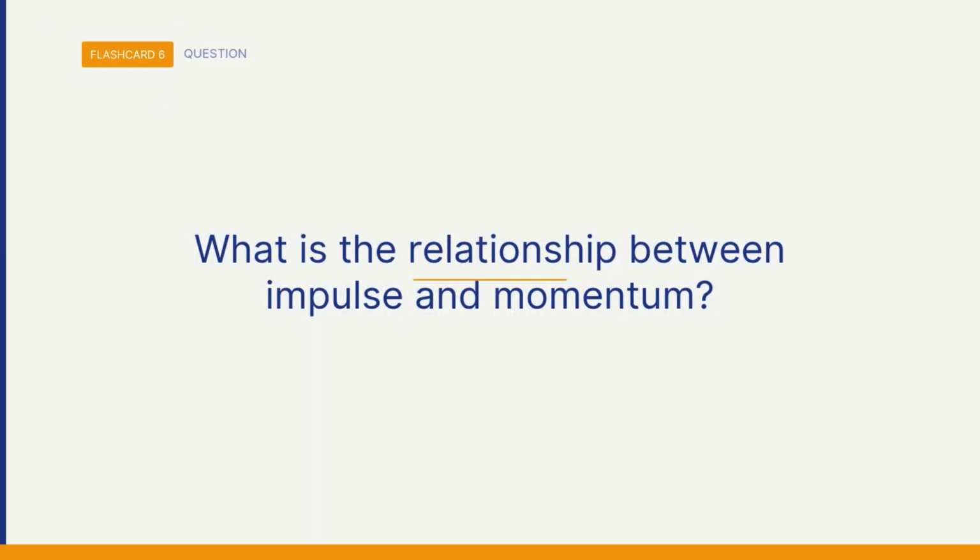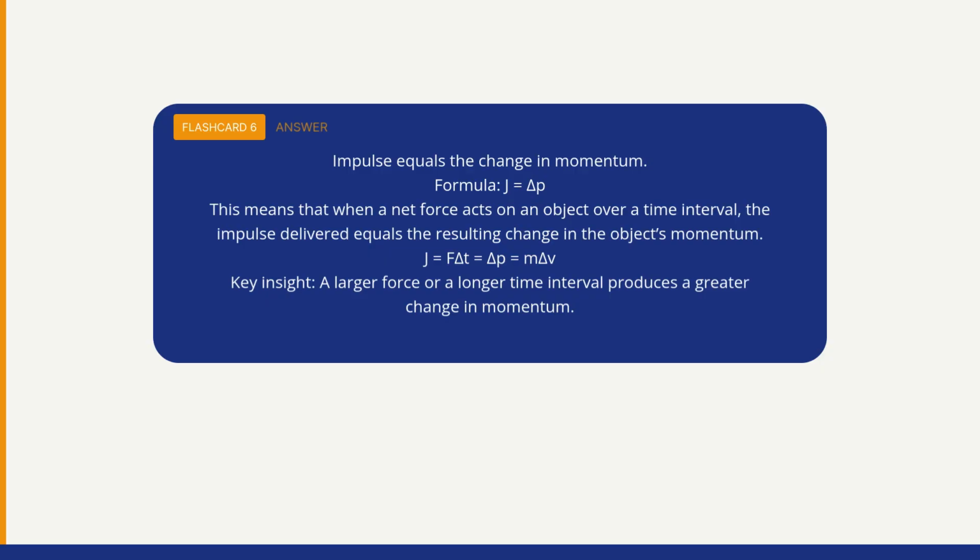Flashcard 6. What is the relationship between impulse and momentum? Think carefully before revealing the answer. The correct answer is, impulse equals the change in momentum. The formula is J equals delta P. When a net force acts on an object over a time interval, the impulse delivered equals the resulting change in momentum. Therefore, J equals F delta T. This equals delta P, which also equals m delta V. Remember, a larger force or a longer time interval produces a greater change in momentum.